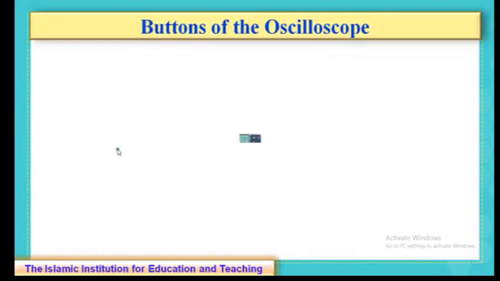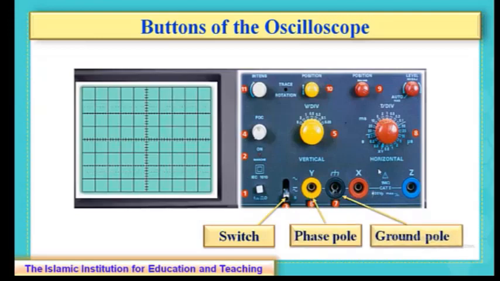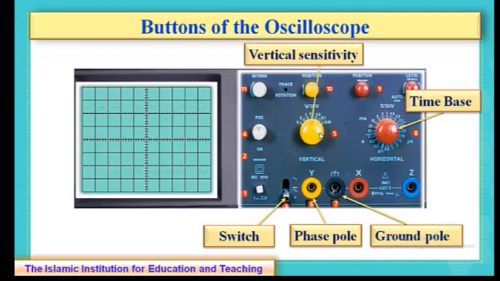To the right of the screen, we have a panel full of buttons. We will deal only with the basic buttons. This one is called the phase pole. This is called the ground pole. This one is called the time base. Its unit is millisecond per division. And this one is called the vertical sensitivity. Its unit is V per division. So this is the switch, the phase pole, the ground pole, the time base, and the vertical sensitivity.